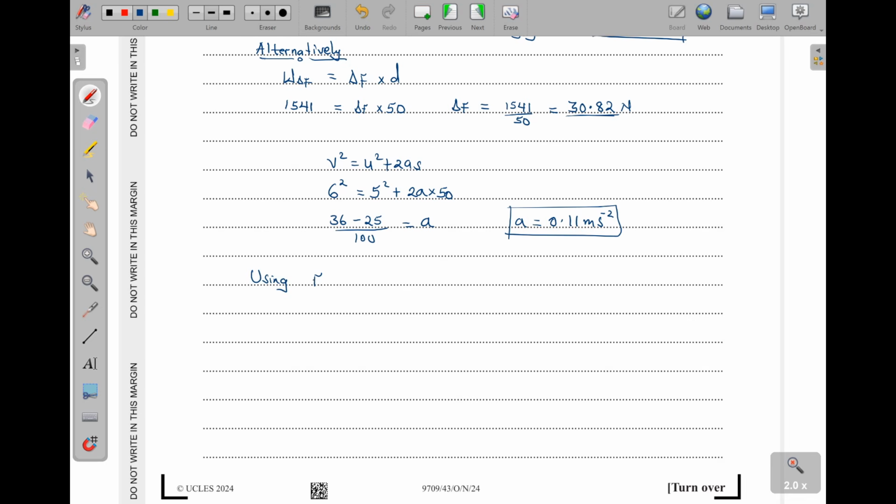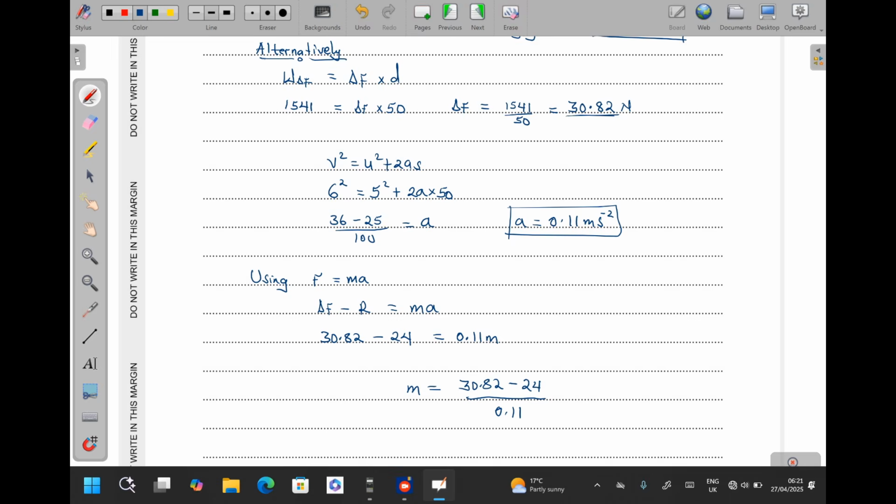Now, using F equals ma, we have the driving force minus the resistance force, which will give us the ma. The driving force is 30.82 minus the resistance force, which is 24. Then this will be equal to the mass m times the acceleration 0.11. That therefore implies that our m is going to be 30.82 minus 24, then we divide by 0.11.